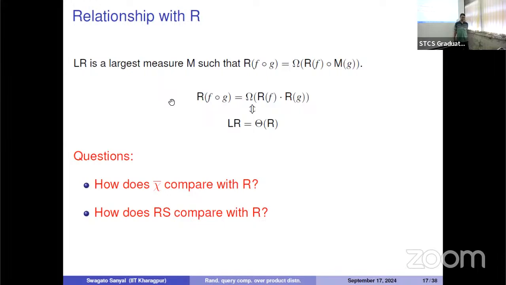So the question of finding out whether or not a perfect composition theorem is true for randomized query complexity is equivalent to determining whether LR and R are the same asymptotically. And so we asked whether chi bar and Rs, how do they compare with R? As we said earlier, there is no asymptotic separation, and all of them being equivalent to one another asymptotically and equivalent to R is a possibility. And maybe analyzing one of the others will be easier. Yeah. And so this motivates this work.